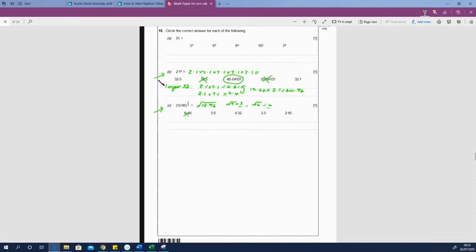So I can cross out that one, cross out that one, and cross out that one, because I know my answer lies between 3 and 4. Now, the first, it could be 3.6, so I actually have to do the calculation. 3.6 times 3.6, when I work that out, it actually gives me 12.96, and that's what I'm looking for, so that's my answer.